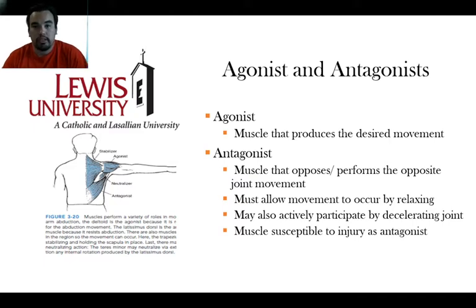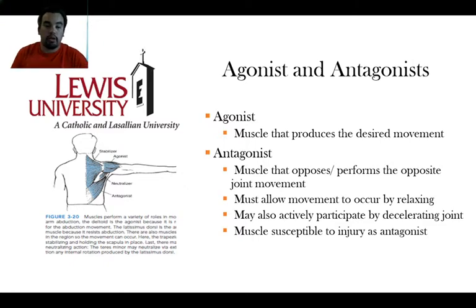And welcome back to day 2 of our muscular considerations videos. So now we're going to pick up on agonist and antagonist muscles. So what is an agonist? An agonist is a muscle that produces the desired movement.